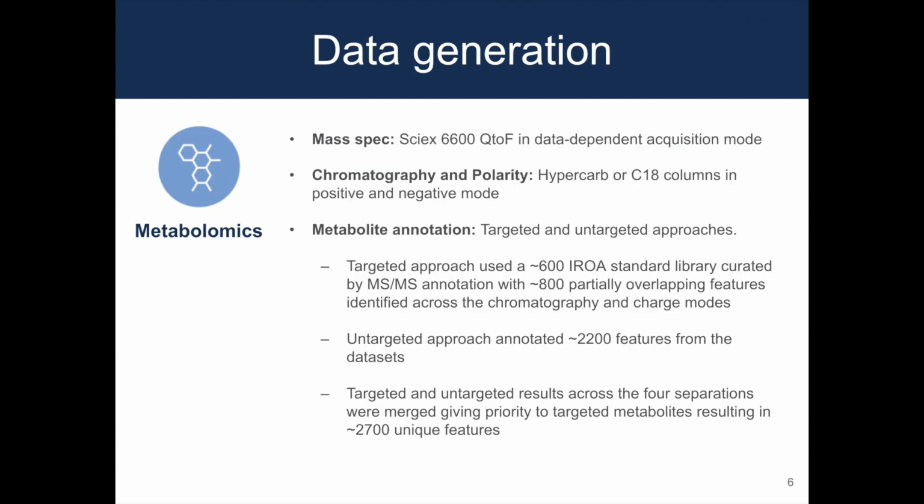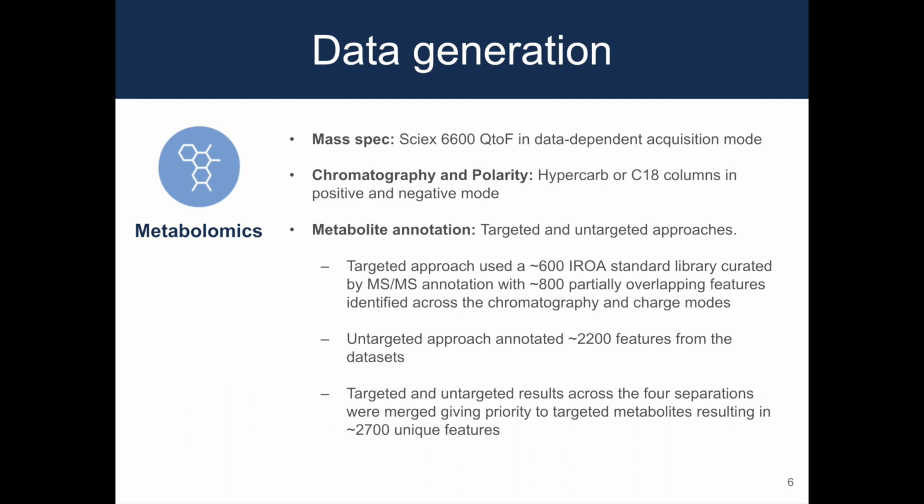Let's briefly talk about how different data sets were generated for this project. First, let's start off with metabolomics. For metabolomics, we used a mass spectrometer, specifically the SCIEX 6600 QTOF, in data-dependent acquisition mode. The chromatography columns used were Hypercarb and C18 columns, while the polarity modes were positive and negative. In total, for each sample, we generated 4 different data points covering the complete metabolomic spectrum using a combination of the 2 columns and the 2 modes.